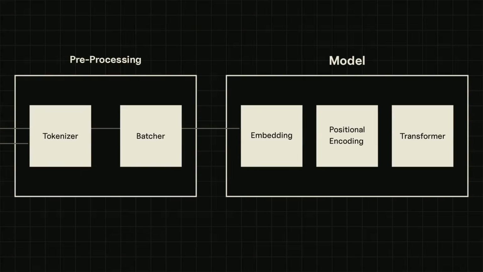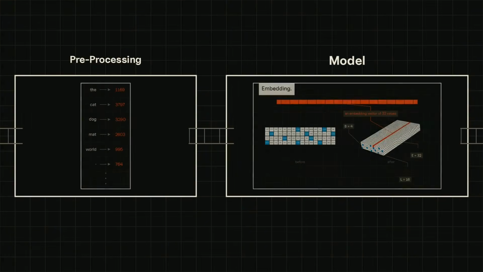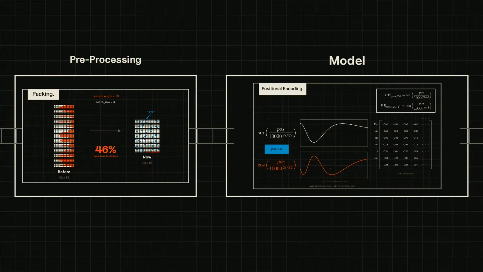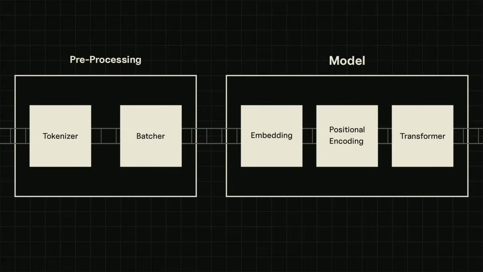Between raw text entering the system and predictions coming out the other end, information passes through a surprisingly long sequence of transformations. When we study these transformations independently, it's easy to lose sight of how they fit together.